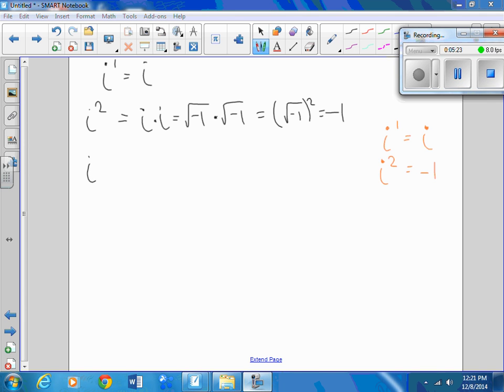Let's figure out i cubed. Okay, well i cubed is just going to be i times i times i. So that's going to be the square root of negative 1 times the square root of negative 1 times the square root of negative 1. Okay? Or, actually, quick and easy way, couldn't we say that i cubed is i to the first times i squared, since I already know what those things are? Because i to the first is right here. That's just i. And i squared, we just found out, is right here. So what's i times negative 1? Well, that's just negative i. Alright, so I'm going to write that over here. i cubed, we figured out, was negative i. Okay, now let's figure out i to the fourth.